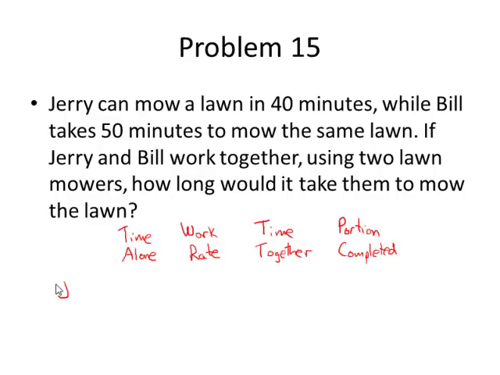So our two people are Jerry and Bill. And we know that Jerry can mow a lawn in 40 minutes while it takes Bill 50 minutes. So we'll write down 40 for Jerry and 50 for Bill. The work rate is the reciprocal of the time. So 1/40th for Jerry, that means that he can mow 1/40th of the lawn in 1 minute. Bill's work rate will be 1/50.